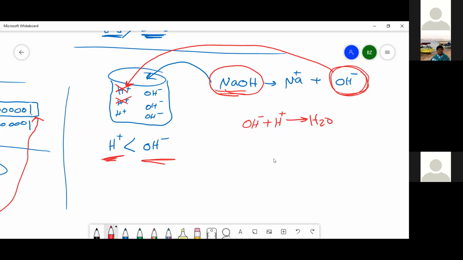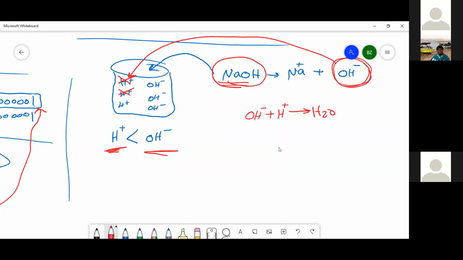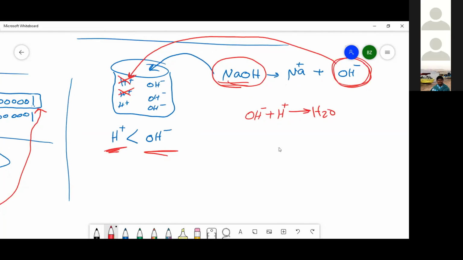I hope it's clear for all. Can you repeat again, please? I repeat again. When NaOH splits into Na plus and OH minus, the OH minus reacts with the H plus of water to form water molecules. So that cancels the H plus from the water. So the H pluses become less than the OH minus. That's how this solution becomes basic.